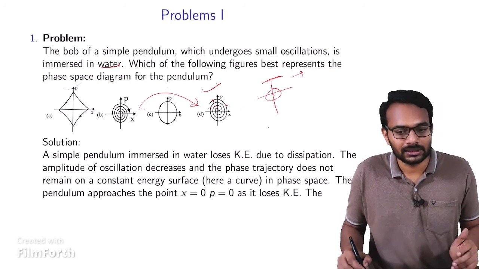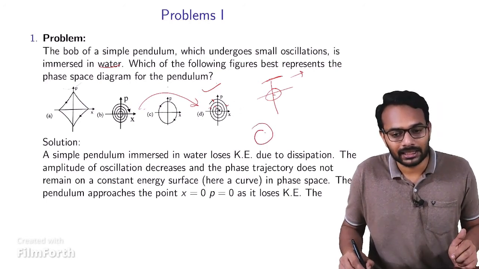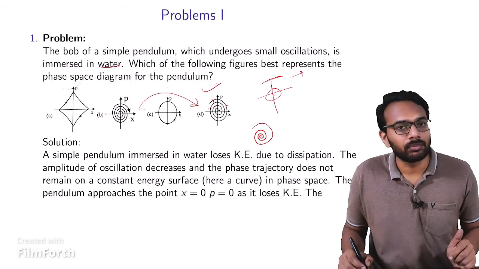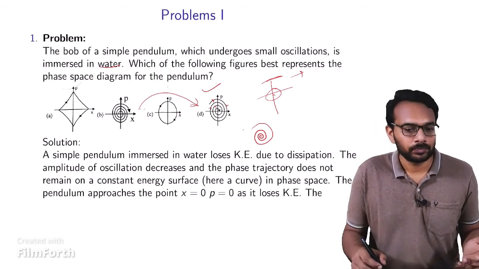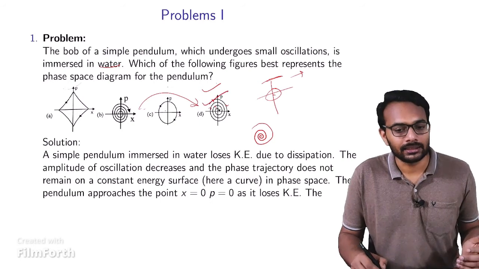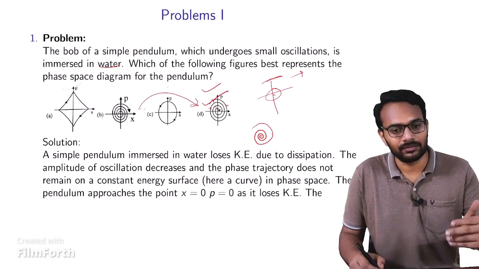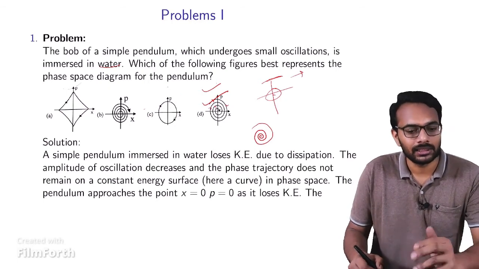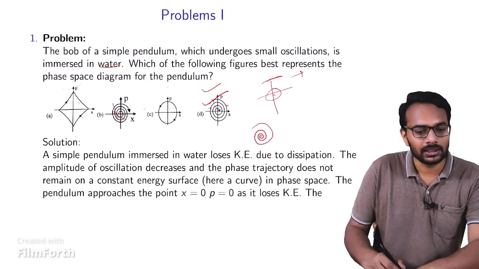You should be able to see the difference, because it starts with the higher energy and then approaches the point x equal to 0, p equal to 0. So this is the correct answer. Now this could be the correct answer if it does not lose energy. If it does not lose energy, this could be a possible case. All right. It's not this.